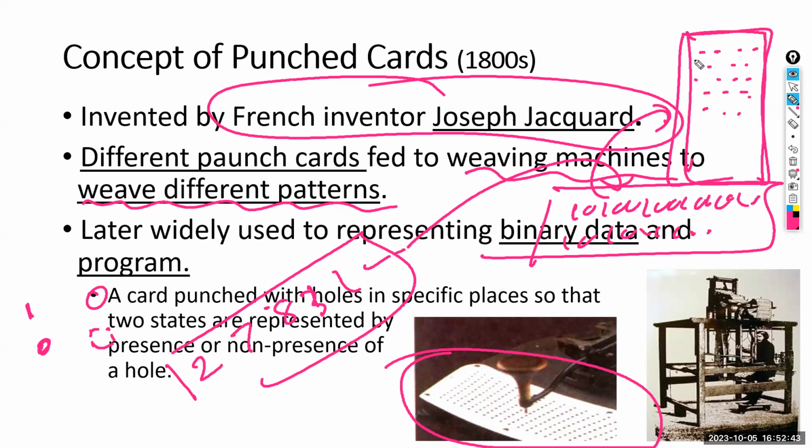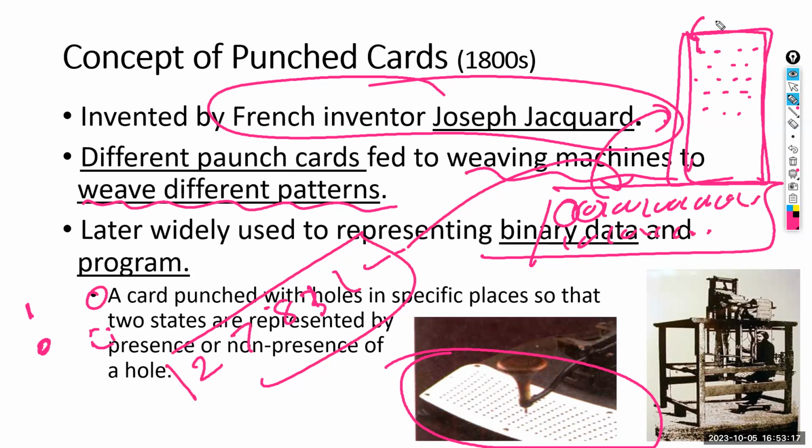The reason is that keeping two states is easier than keeping multiple states. Can you think of keeping 10 different states in a punch card or simple mechanism? That mechanism is going to be more complex because we have to differentiate 1 from 2, 2 from 3, 3 from 4, and so on. But this is super easy: we just have 1 and 0. If we have a punch, the hook will fit into that.